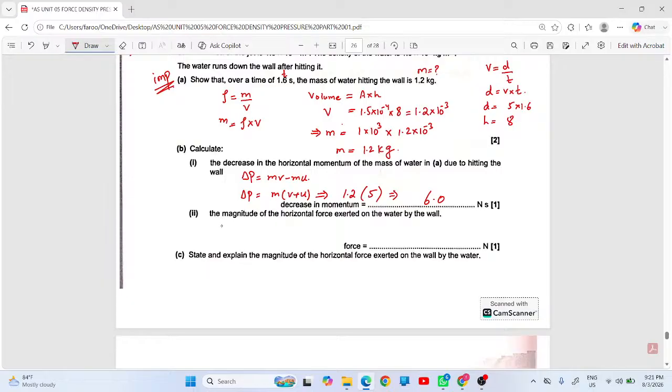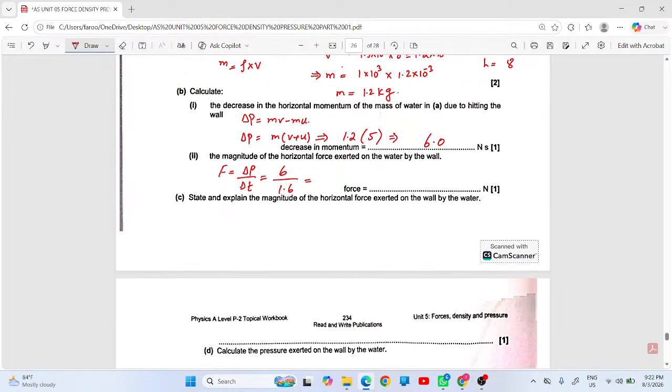The magnitude of the horizontal force exerted on the water by the wall. तो wall कितनी लगाएगा? जितना action reaction are equal. So delta P over delta T, whatever the momentum of the water is 6. So 6 over time is 1.6. Check करें. 3 point, अभी तक तो simple है. So this is 3.8 लिख देते हैं.